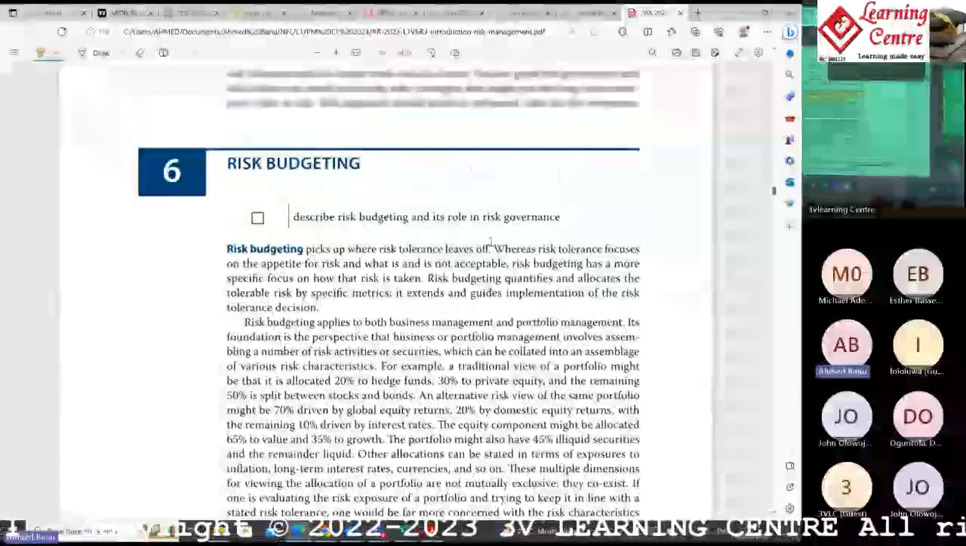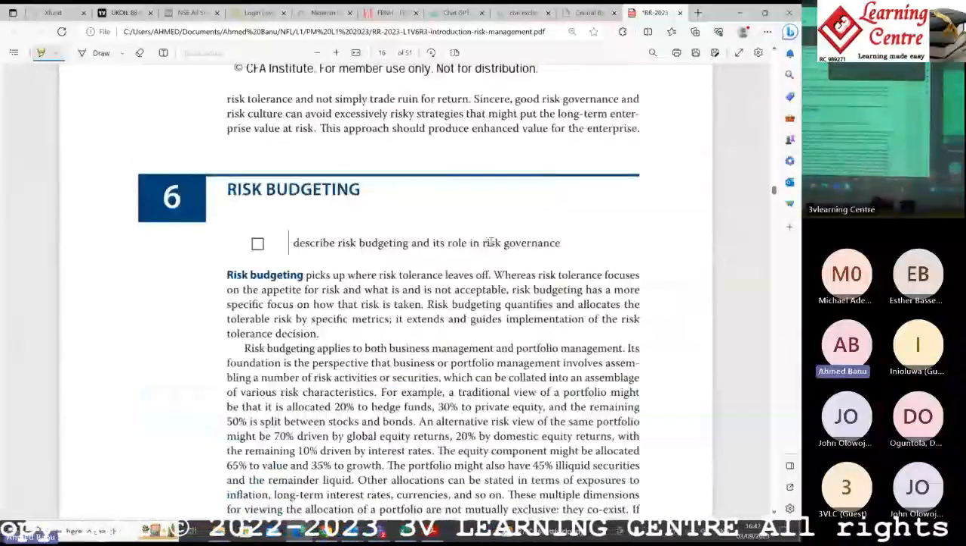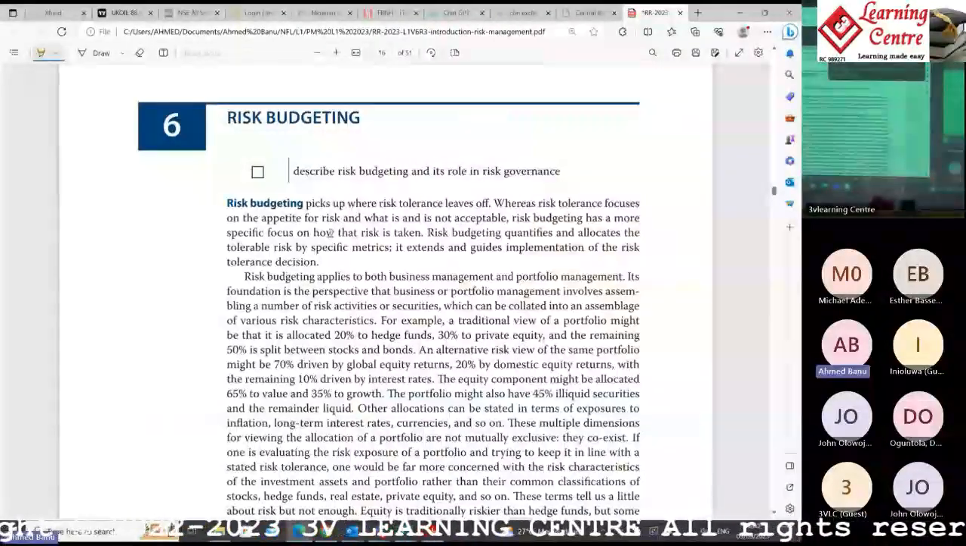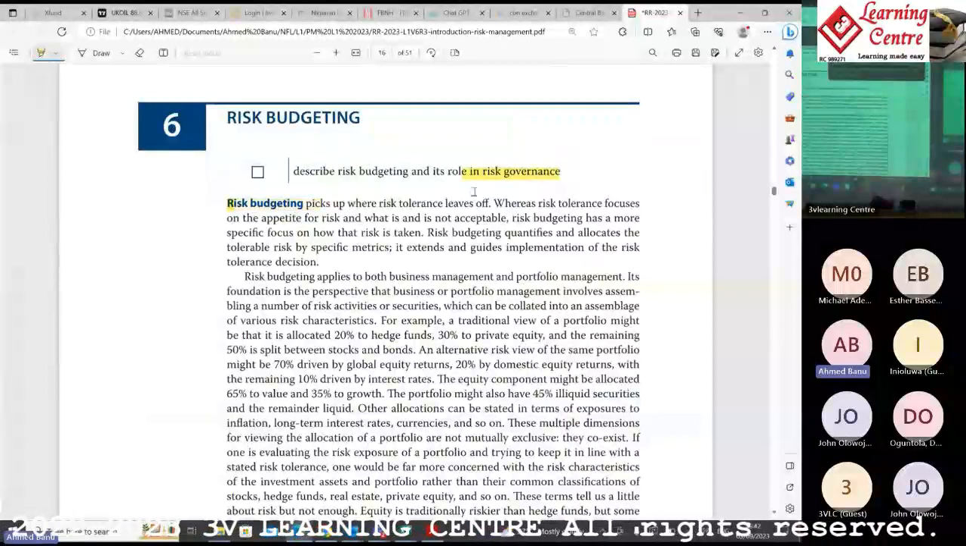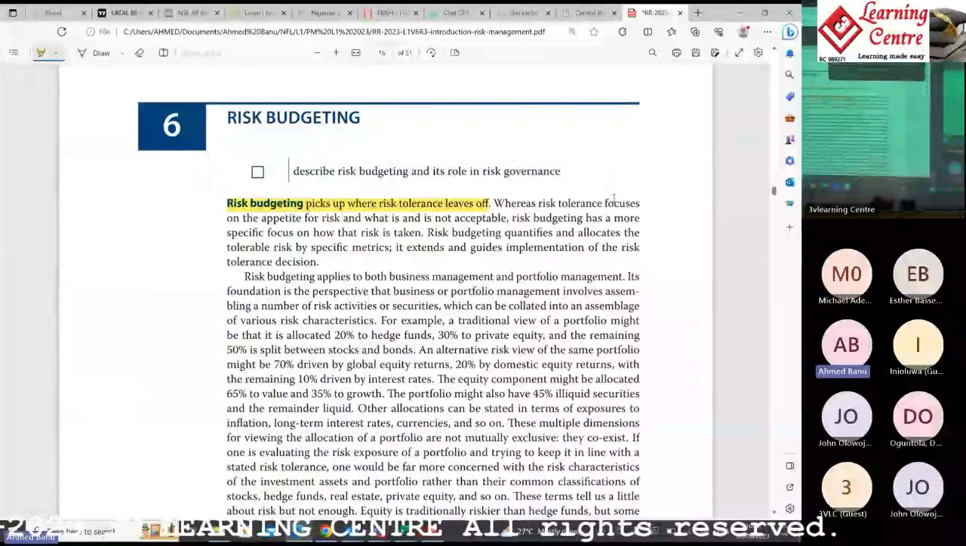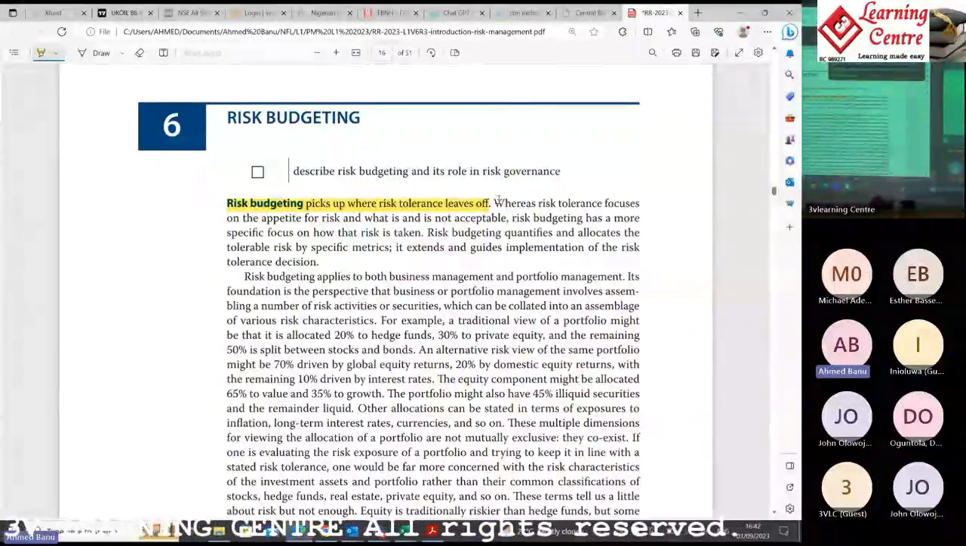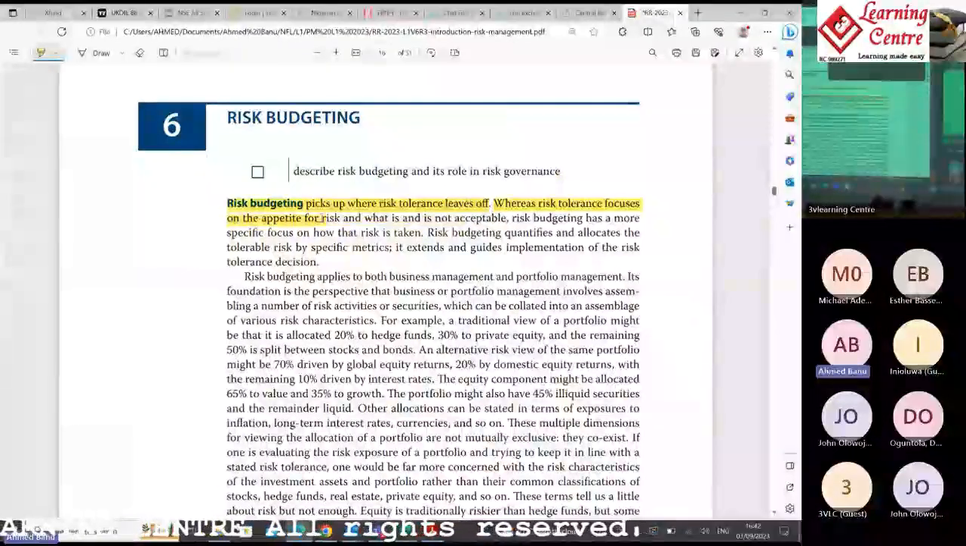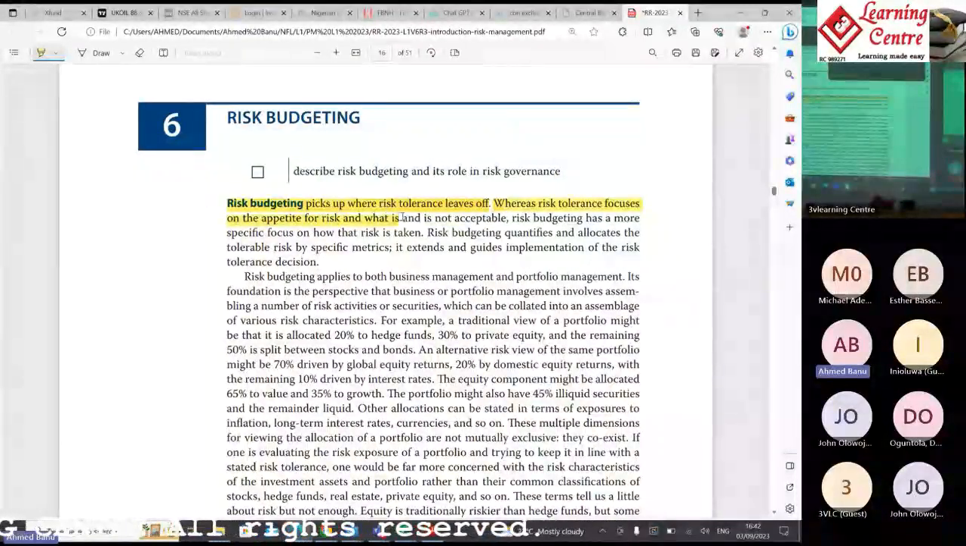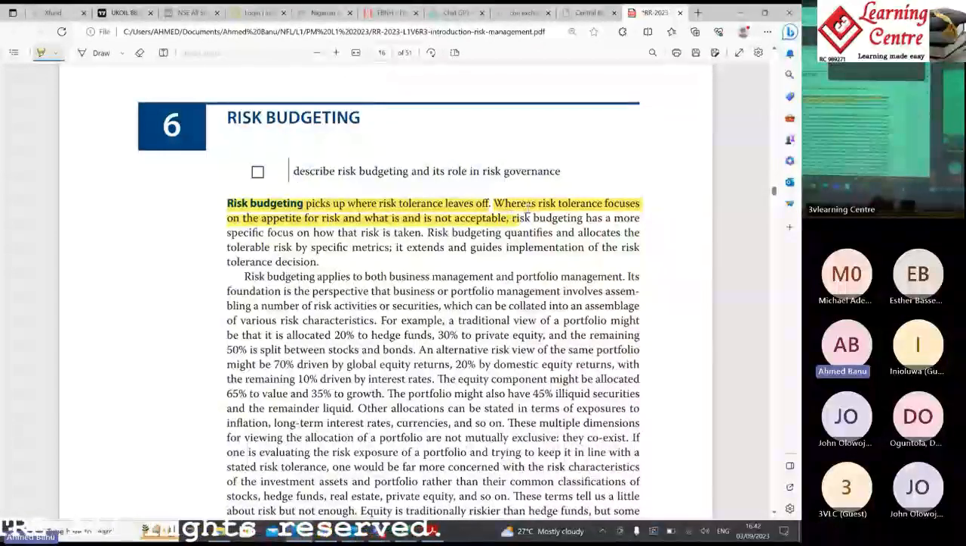Okay, risk budgeting, like I had mentioned before, picks up from risk tolerance. This is an important part. Whereas risk tolerance focuses on risk appetite and what is and is not acceptable, risk budgeting has a more specific focus on how risk is taken. How do you allocate risk?